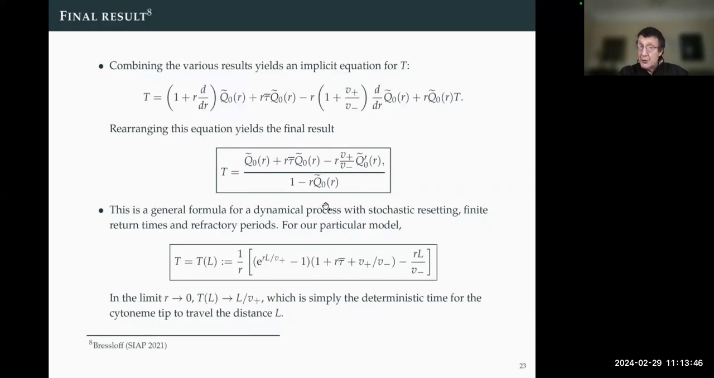So all I need to do is calculate the survival probability without resetting, which I've already done because it's just a ballistic process, and the Laplace transform. And so if I do that for this particular problem, I end up with the formula at the bottom of the page. But the point is the penultimate formula in the box applies to many different resetting processes with refractory periods, with finite return times, and so forth. It's a very general formula. So this method of using strong Markov properties and partitioning stopping time into other stopping times is a very powerful method, I think. Okay, so that's some cool math.